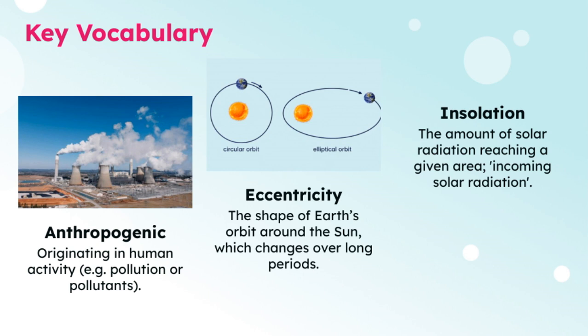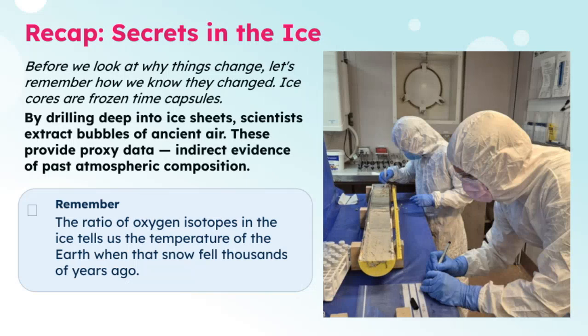These words are important because today's lesson is about causes. We need to understand what affects the amount of energy Earth receives and what affects the amount of heat Earth keeps. Before we look at why climate changes, let's recap how we know climate has changed. One of the strongest pieces of evidence comes from ice cores. Ice cores are like frozen time capsules.